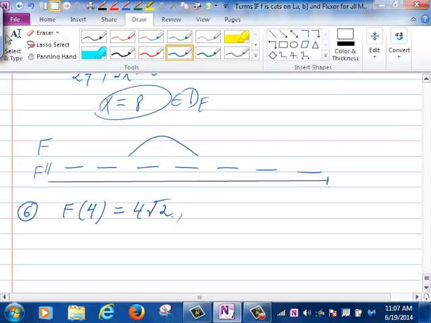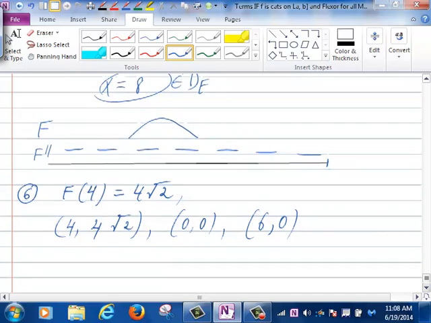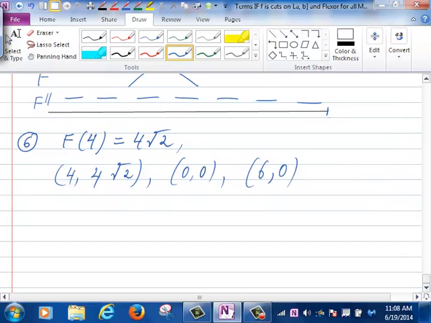And remember, we have the intercepts, right? We have the points. So I get the point here, 4 comma 4 root 2. That's 1 point. I have the intercepts at 0, 0. I have the intercepts at 6, 0, right? Okay, so plot them first. And then sketch the graph, okay? Plot these points first.